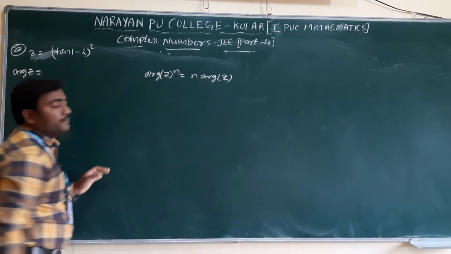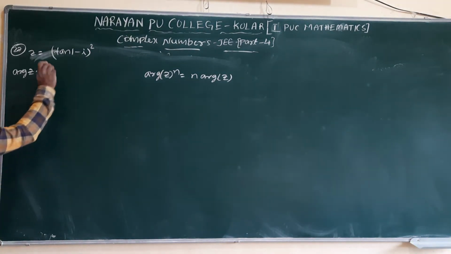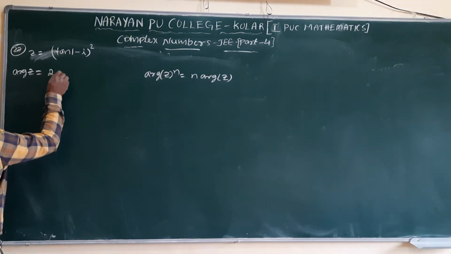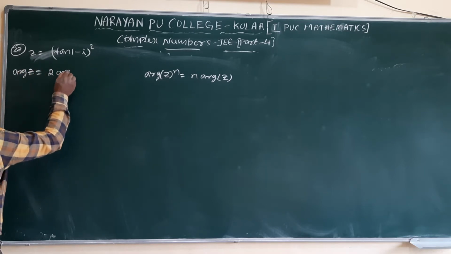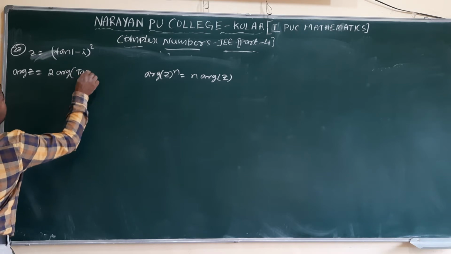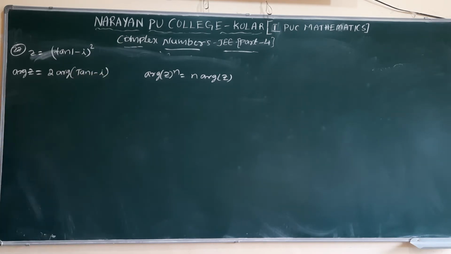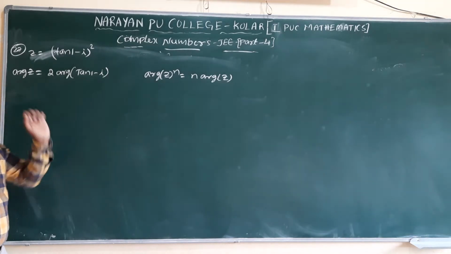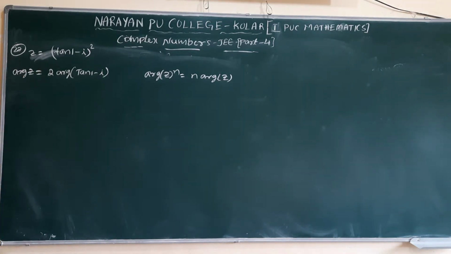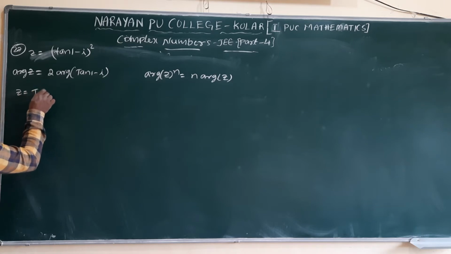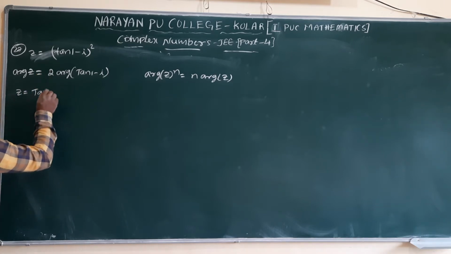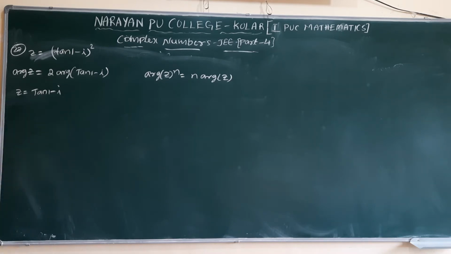Do you know this condition here? So I have to write directly 2 into, applying argument on both sides. So 2 into argument of tan 1 minus I. But here the z value should be tan 1 minus I, as I have taken. So here z is equal to tan 1 minus I. So they gave the argument of z like this. Here we have to find the argument of this one.